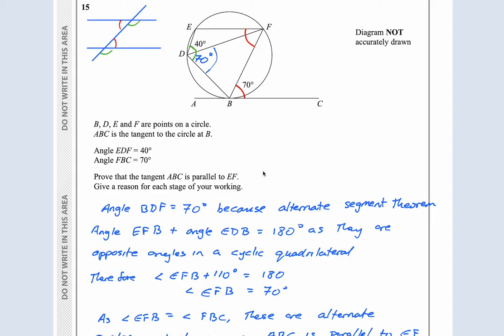Now hopefully you understand it, that the goal is to show these two angles are equal. That will then show us that they are alternate angles, hence these lines are parallel. This line and this line are parallel. The way I did it is, I said alternate segment theorem, this is 70. This plus this is 110, which means this has to be 70 because of opposite angles in cyclic quadrilateral, and now I know they're the same, hence proved, right?